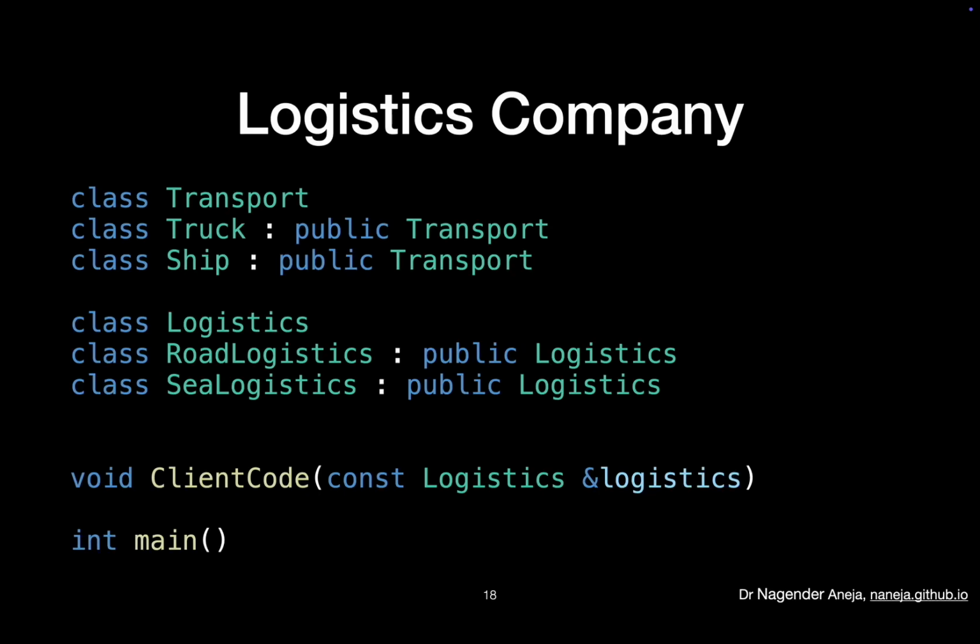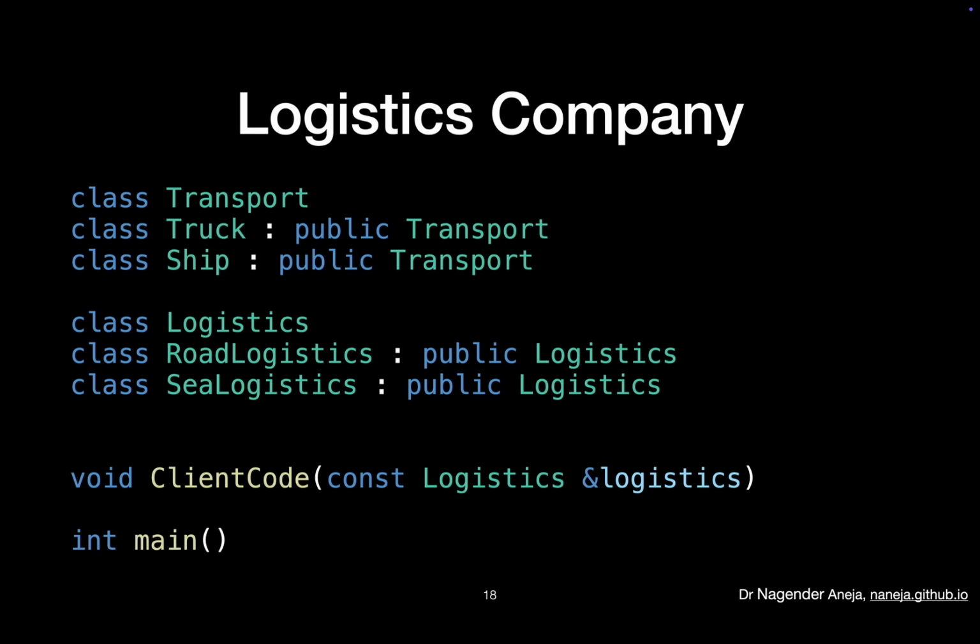We need a class called transport, a class truck, and a class ship. So this is transport, our first product class. Then we say truck is a subclass of transport, and ship is a subclass of transport. So we'll have 2 concrete products ready.